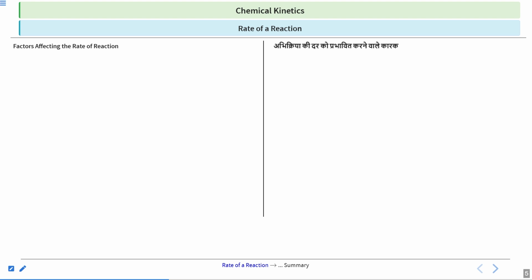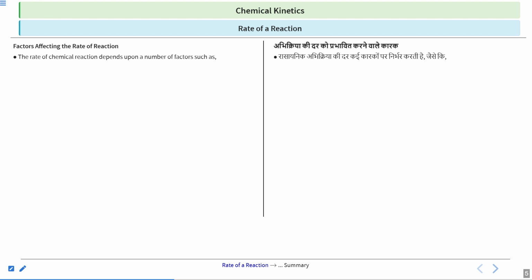For that, we have to look upon the factors that affect the rate of reaction. By altering these factors, you can change the rate of reaction and get your desired product. And that time can also be changed by controlling these factors. Clear?